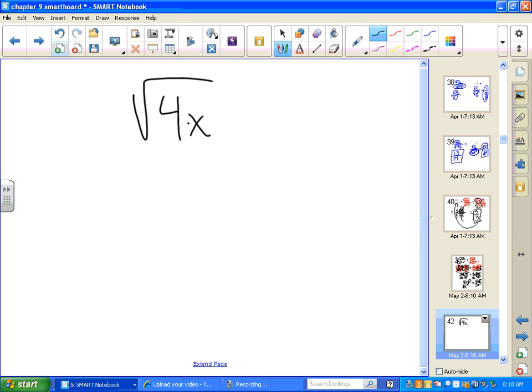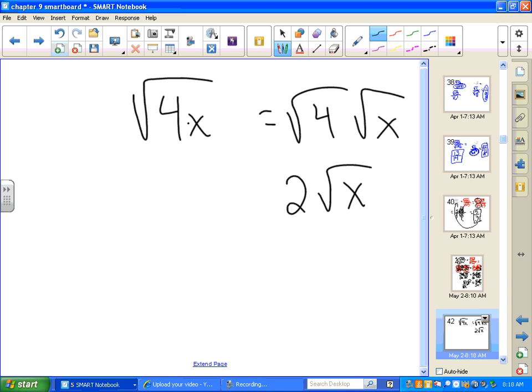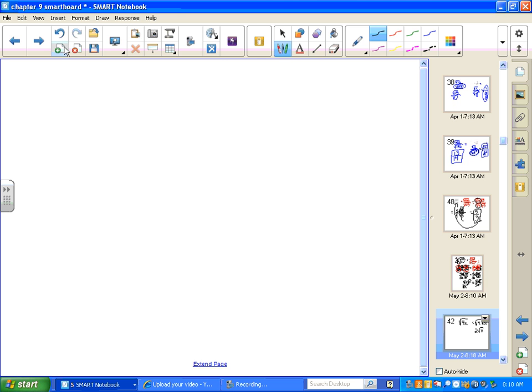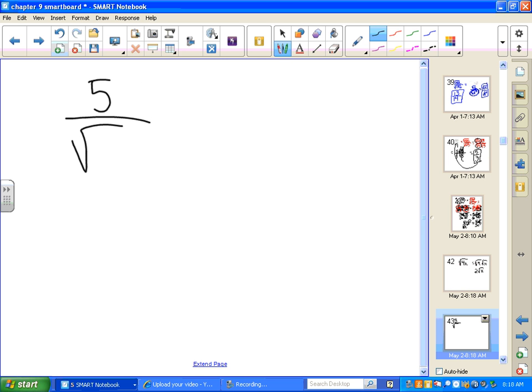Okay, let me, on the bottom of your paper, write this problem down. 5 over square root of 3. Okay, what's wrong with this? Donatus, what's wrong with this? Okay, hold on, I'm sure you do. Okay, there's a square root in the denominator. You're not allowed to have a square root in the denominator.